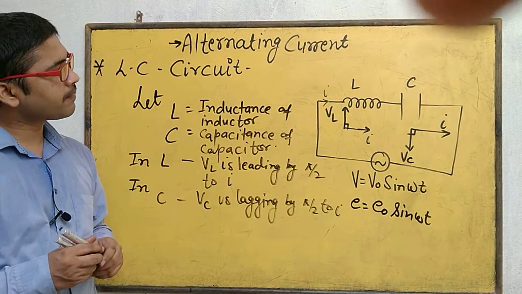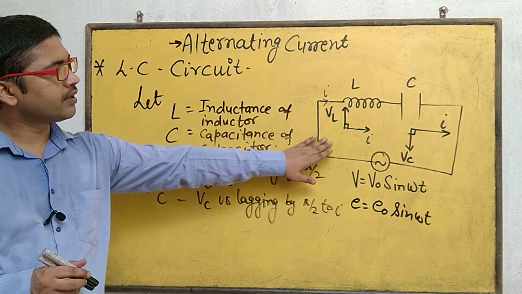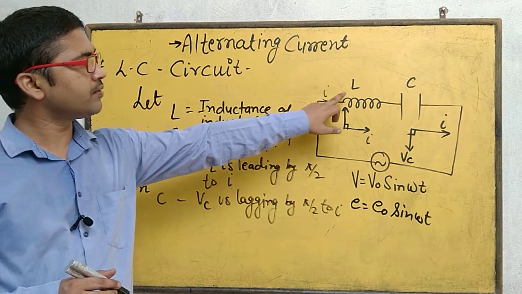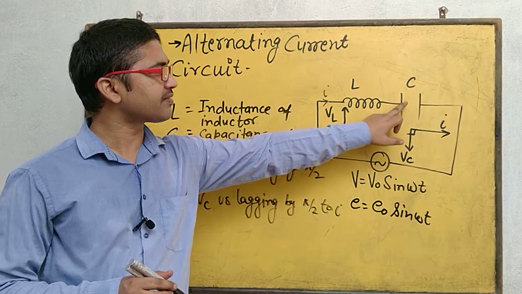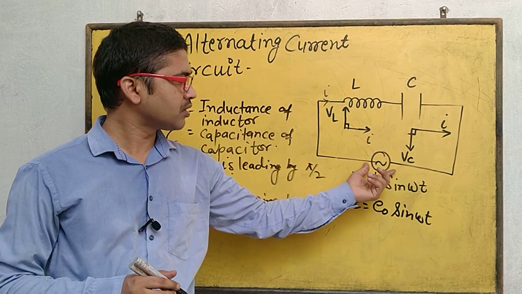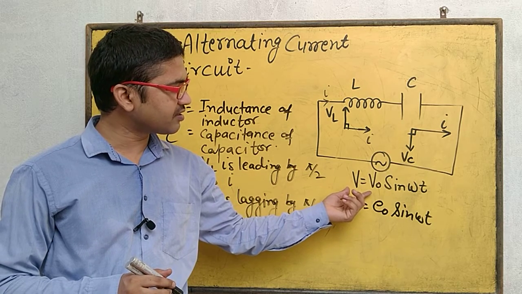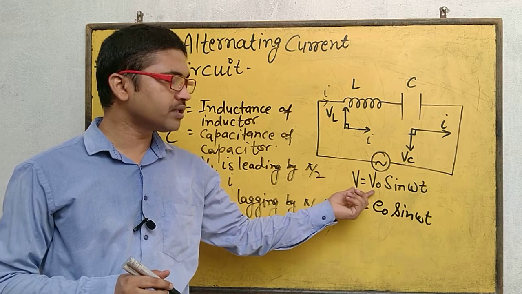You can see the circuit arrangement on the board. In this type of circuit, you can see an inductor of inductance L and a capacitor of capacitance C are connected in series with a voltage source. The equation of this AC voltage is given by V is equal to V naught sin omega t.